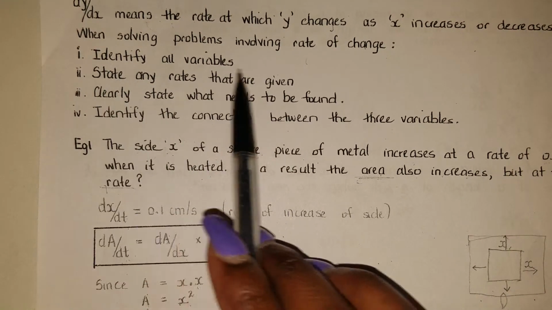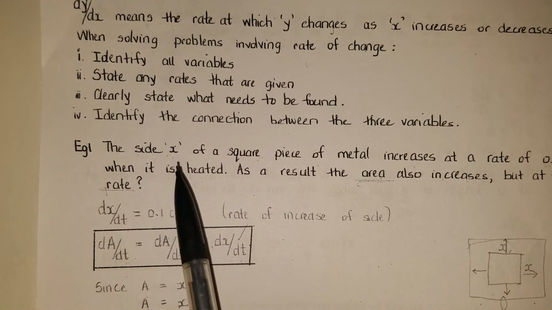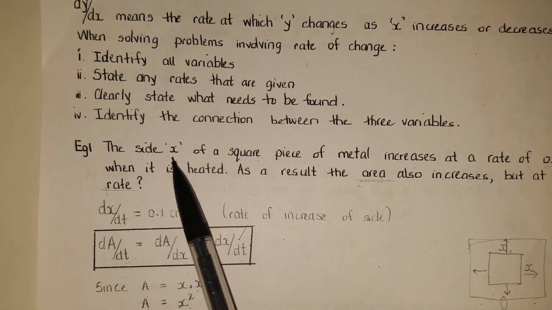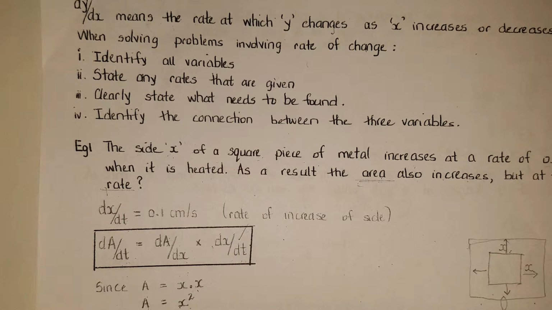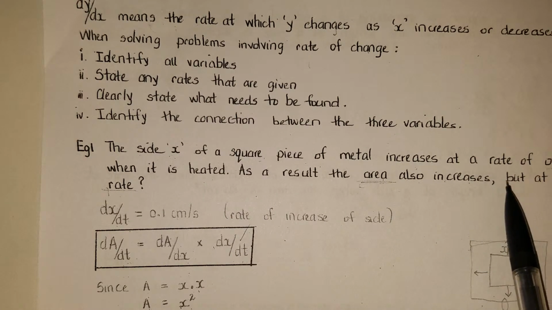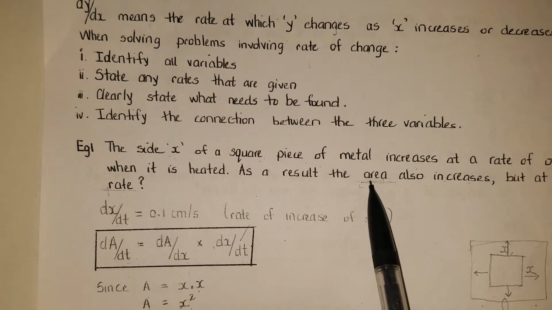Now, following the steps, it says identify all variables. So if we go to the question, we see here that the side x is increasing at a rate of 0.1 centimeter per second. So we can express that as dx/dt, meaning the rate at which the side changes as time passes, 0.1 centimeter per second. Then we are going to identify what needs to be found, which is the rate at which the area increases, which will be expressed as dA/dt.